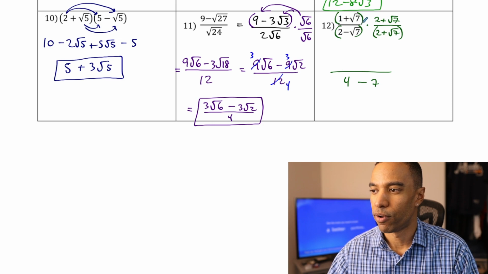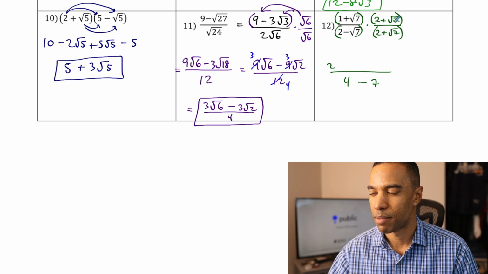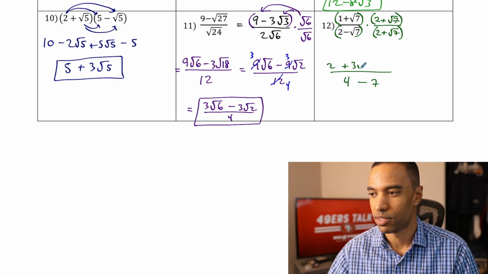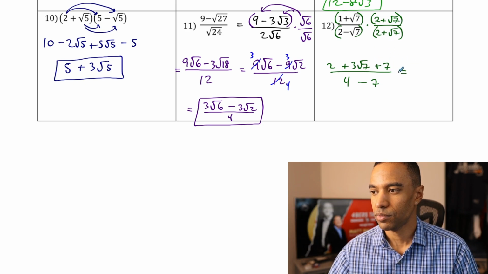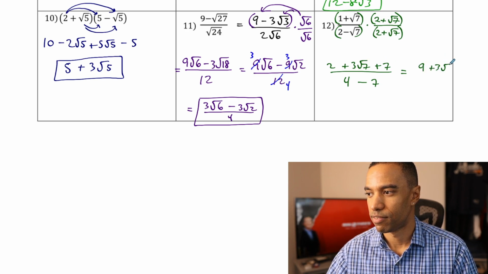On top, we got to FOIL this thing here, multiply that out. 1 times 2 is 2. 1 times root 7 plus 2 times root 7. Root 7 plus 2 root 7 is 3 root 7. And root 7 times root 7 is 7 right there. 2 plus 7 is 9. That's plus 3 root 7, all divided by negative 2.